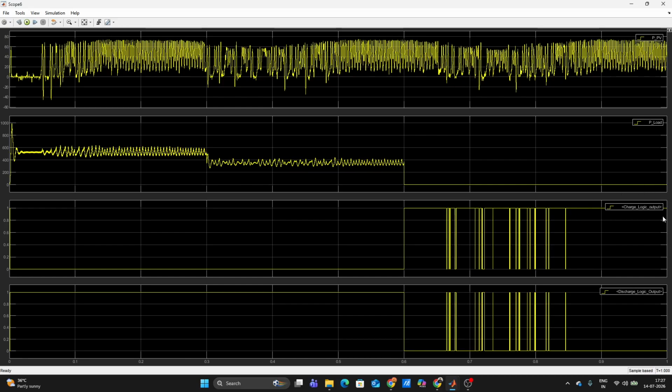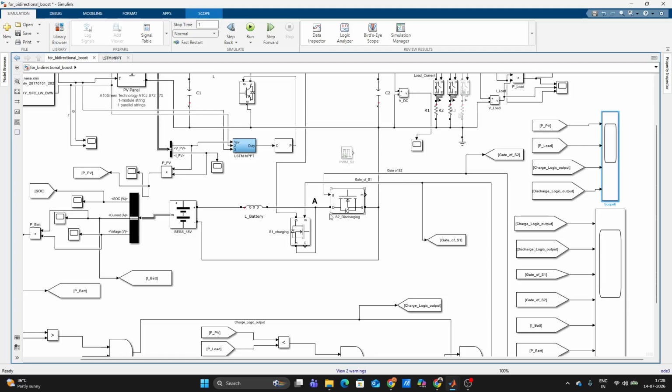That means the charging logic is working, the charging one being S1. It's getting the PWM pulse, the gate pulse. It's working at that condition. PV to DC bus to charging switch to battery. It's charging like this.